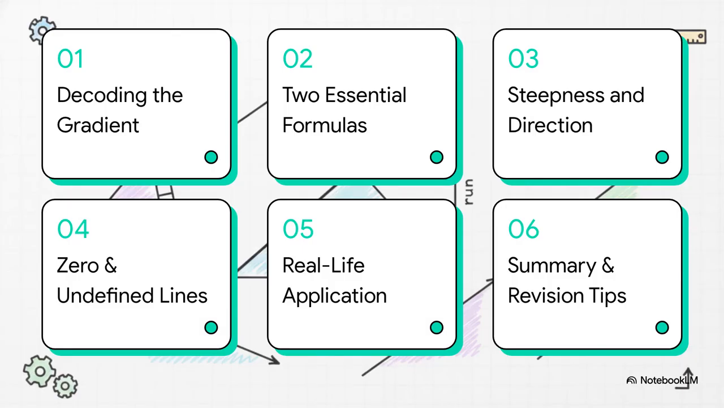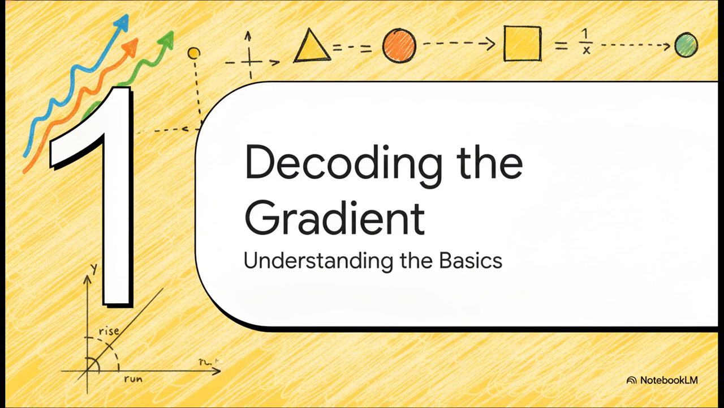Here is our roadmap for today. We'll start by decoding the gradient, then look at two essential math formulas, explore steepness and slope direction, check out zero and undefined lines, apply this to a real-life scenario with Jamali, and wrap up with some summary and revision tips. All right, Part 1, Decoding the Gradient, Understanding the Basics.